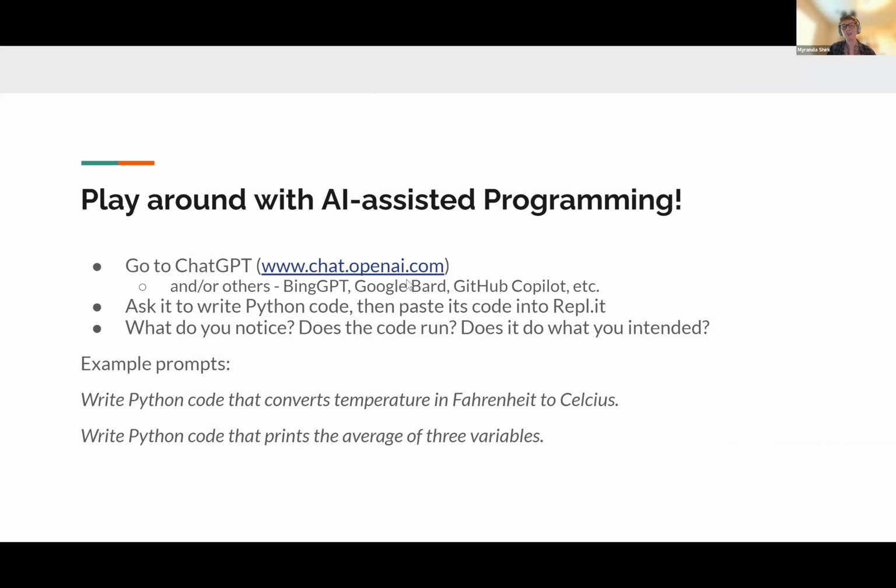So go ahead and go to chat.openai.com if you have access to it. Other ones that you may have access to are Bing GPT using the Edge browser, Google Bard, GitHub Copilot, whichever one you want. I will be using ChatGPT for the class. And then ask it to write Python code and take this code and then paste it into your Replit Python file and run it. What do you notice? Does the code run? Does it do what you intended? So go ahead and do that.